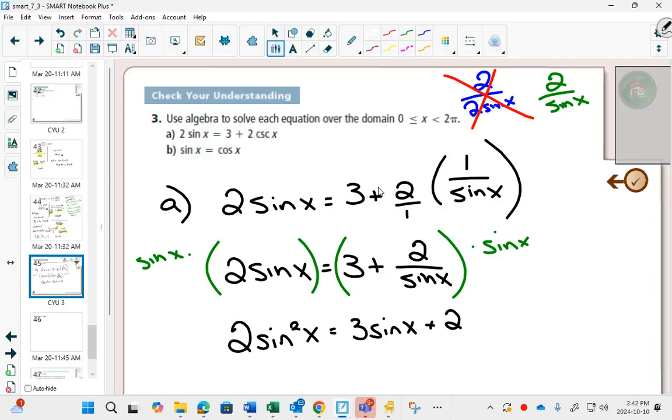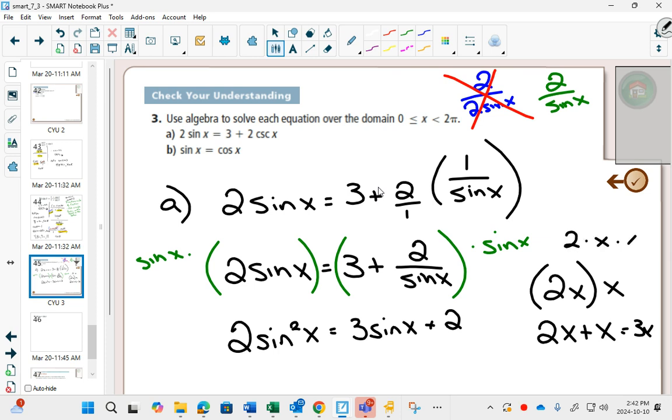Again, if you have 2x times x compared to 2x plus x, this will be 3 x's, because you're adding them. This is the same as 2 times x times x. The 2 does not change to a 3, because nothing's changing that 2 to make it a 3. But the x times the x becomes an x squared. So when I do sine x times 2 times sine x, the sine x times the sine x is sine squared. I still just have a 2 out in front.